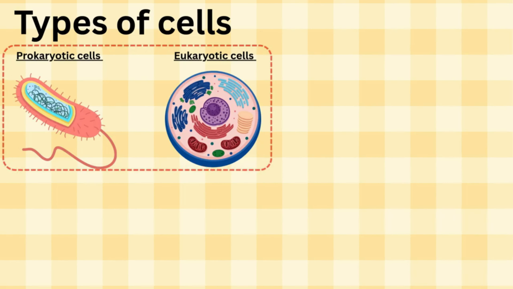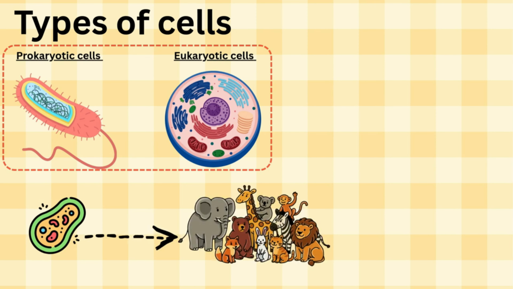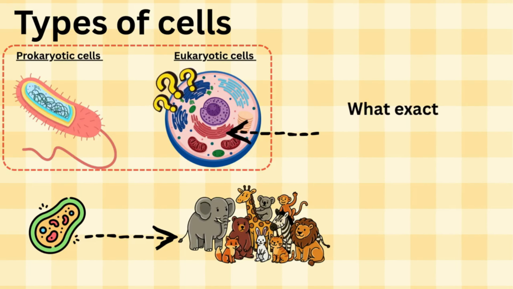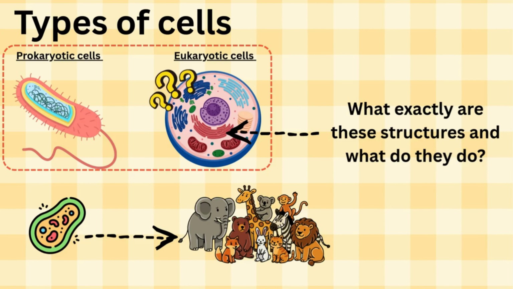Understanding these two types of cells helps us see how life ranges from simple microscopic organisms to highly complex living systems. But now another question appears. If eukaryotic cells contain many internal structures working together, what exactly are these structures and what do they do? In the next part, we will explore the structure of the cell and the different organelles that keep the cell functioning like a perfectly organized system.